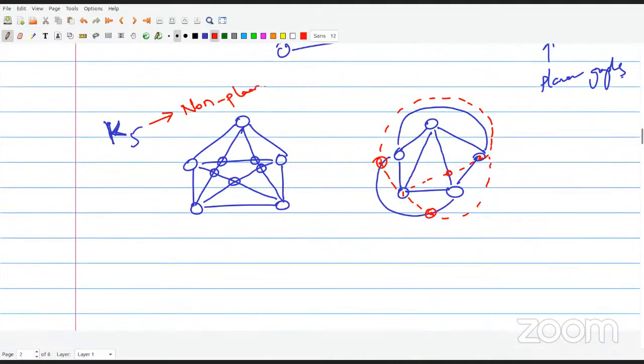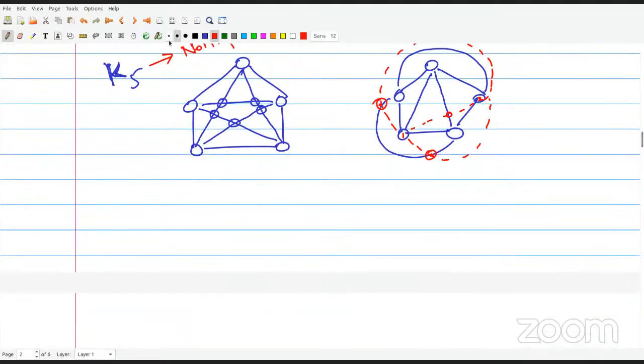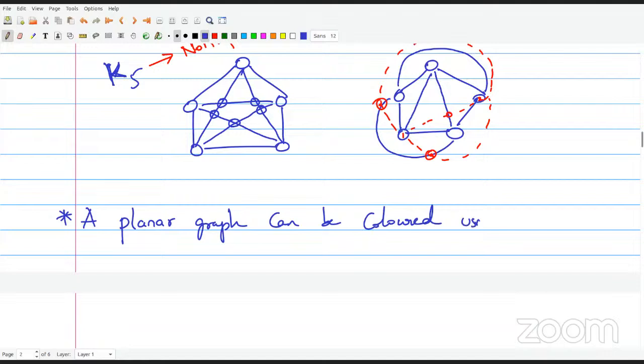Okay, thank you, sir. I got the earlier part wrong. So now what I am going to say is planar graphs. If I have a planar graph, so a planar graph can be colored using a maximum of 4 colors.